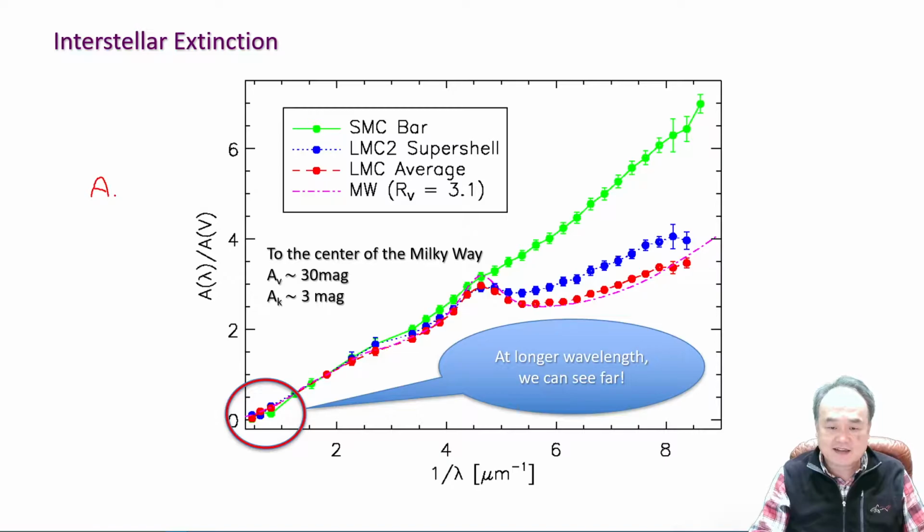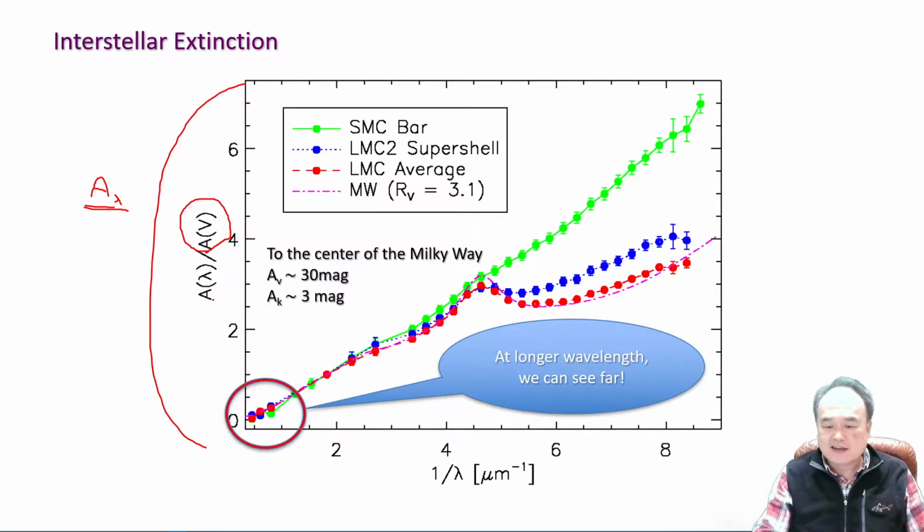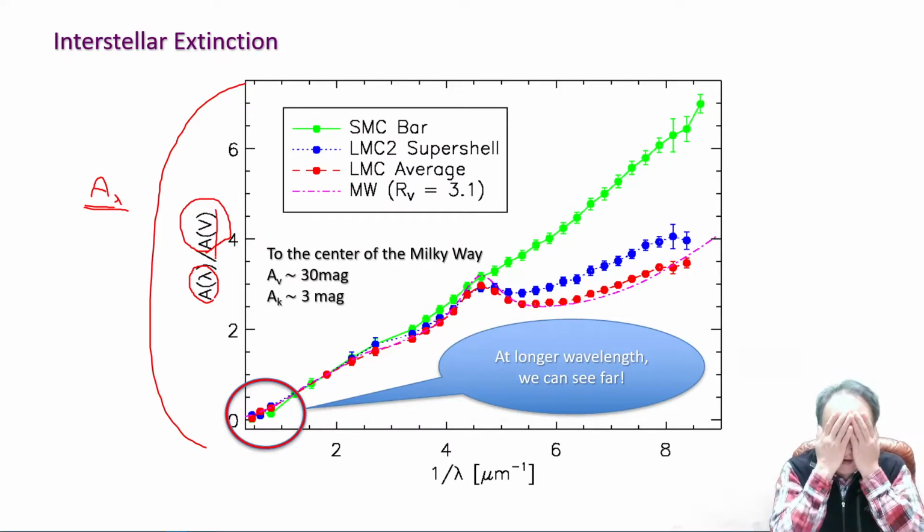This is called interstellar extinction, and it is expressed with the symbol A, and it's a function of wavelength. The amount of extinction is measured in magnitude. This relationship is shown as the extinction at different wavelengths normalized against the visual band extinction.